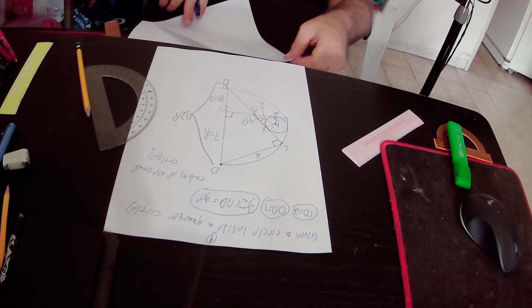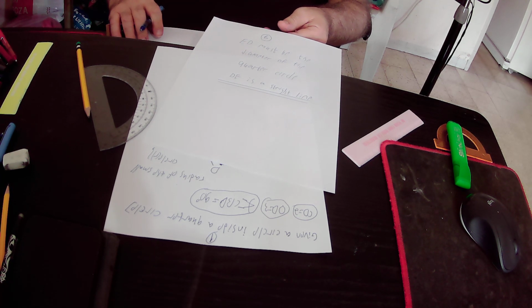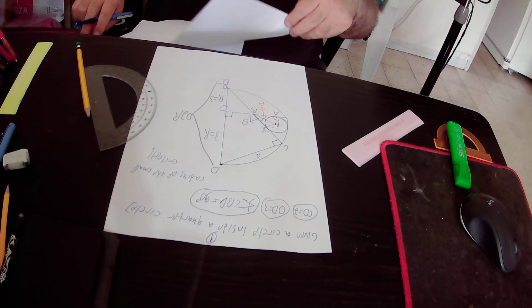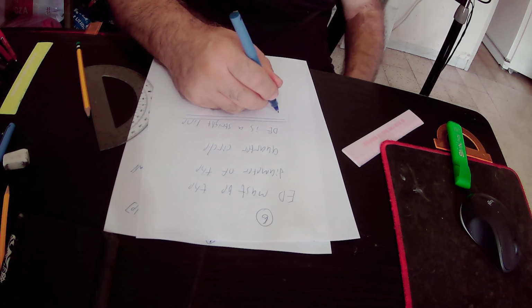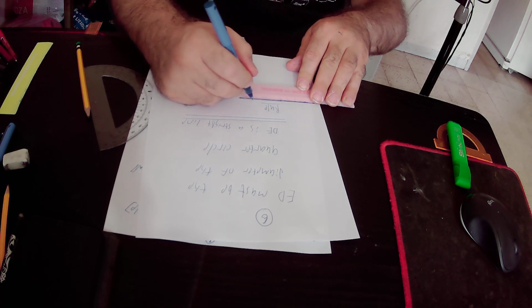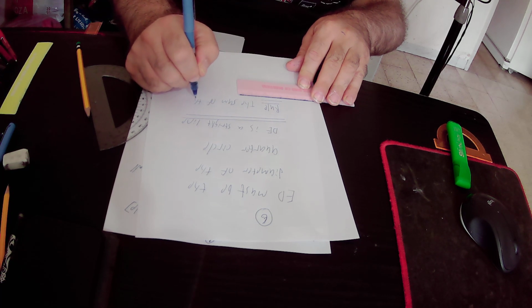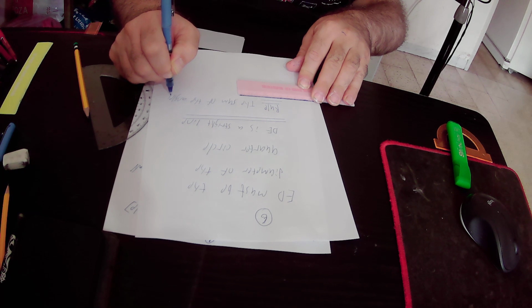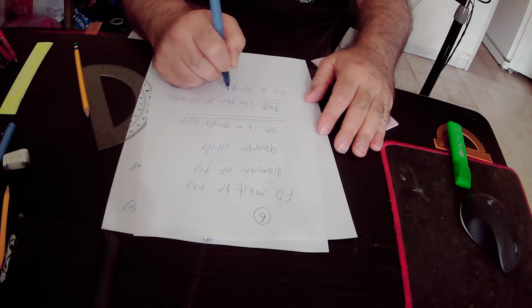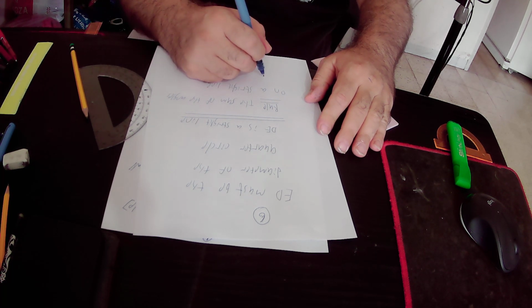So we know that DE, the diameter of the semicircle, is a straight line, and we have a rule that states that the sum of the angles on a straight line is equal to 180 degrees.